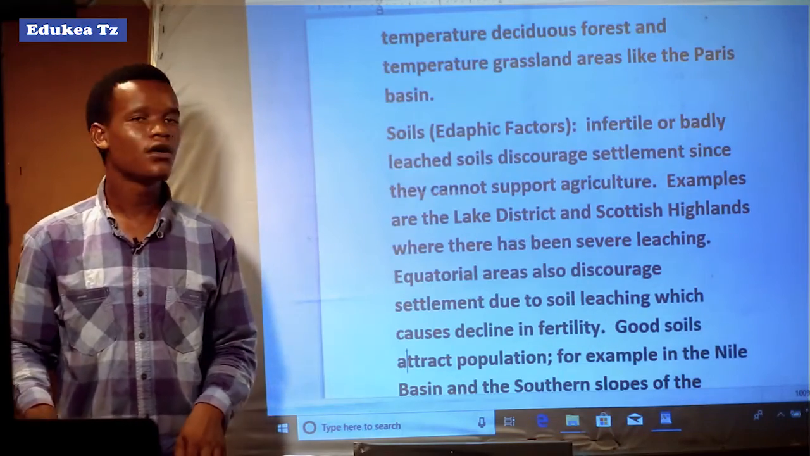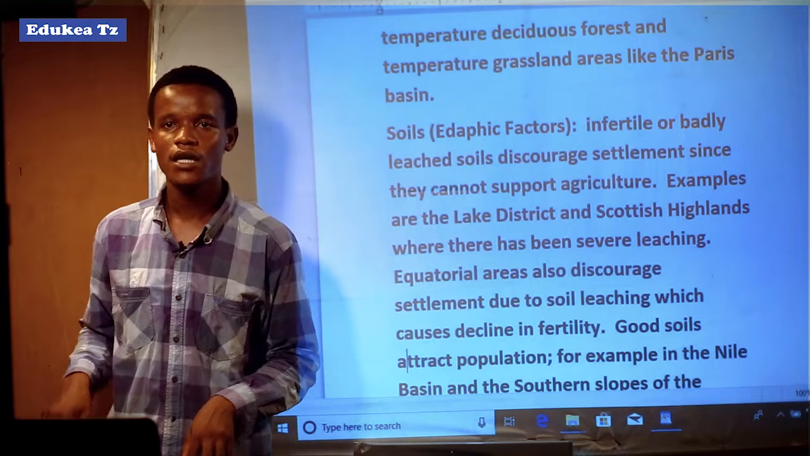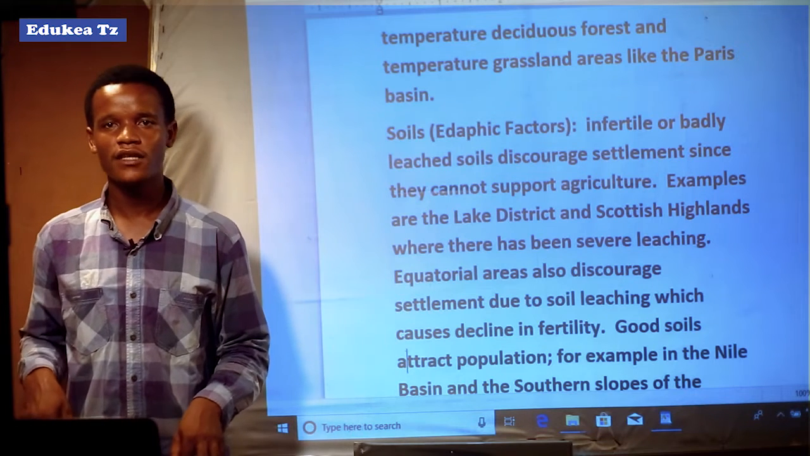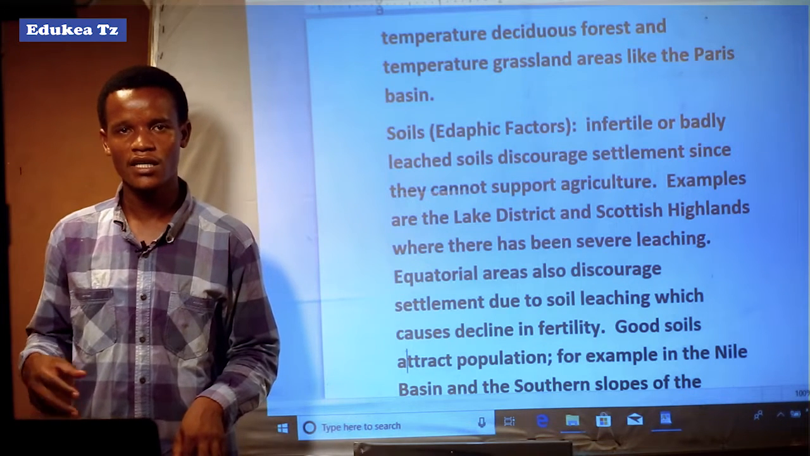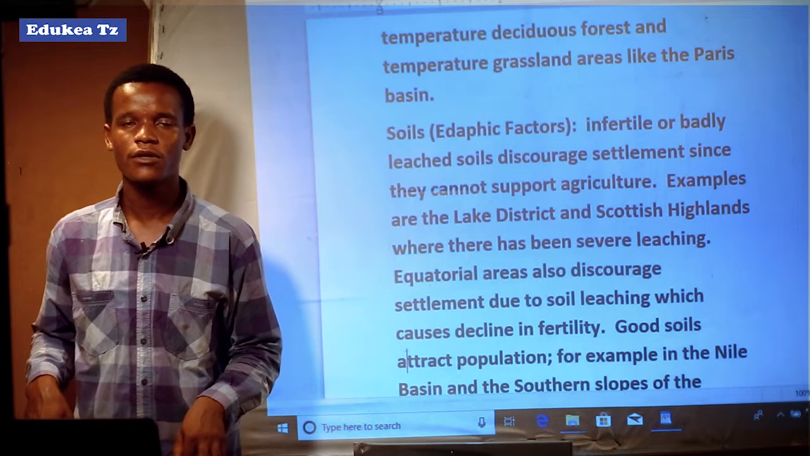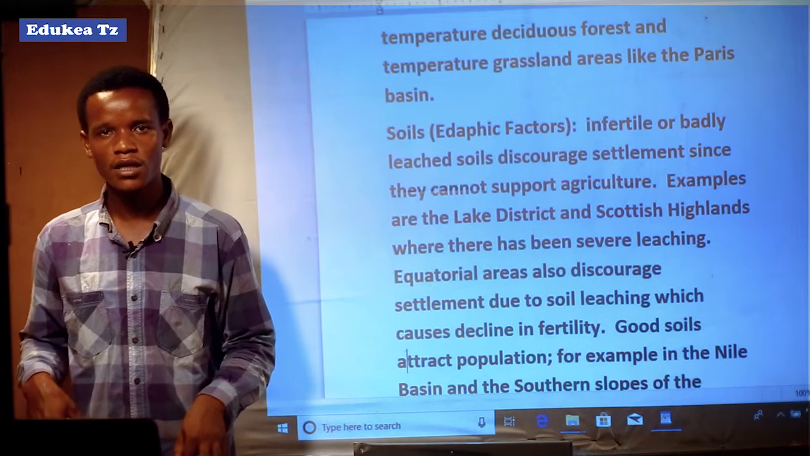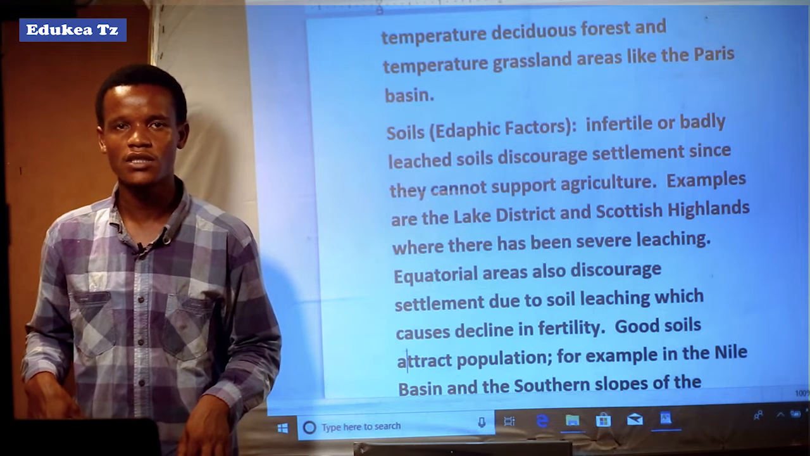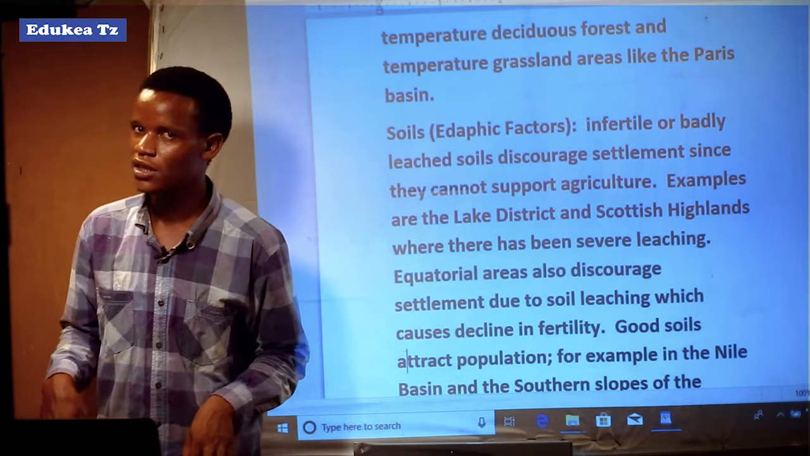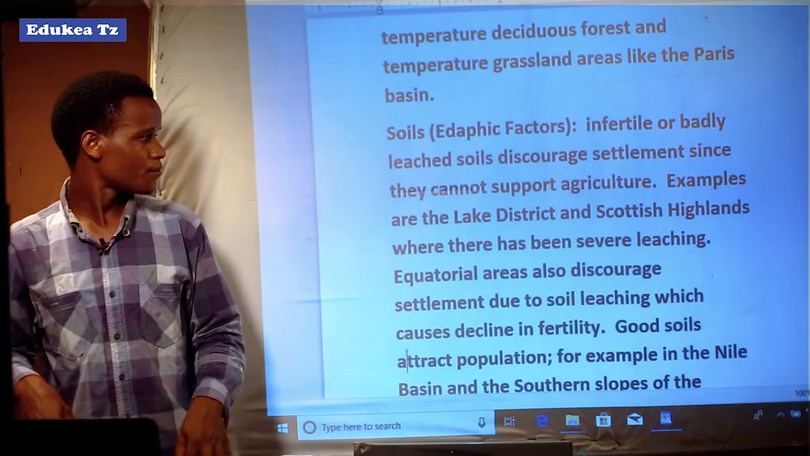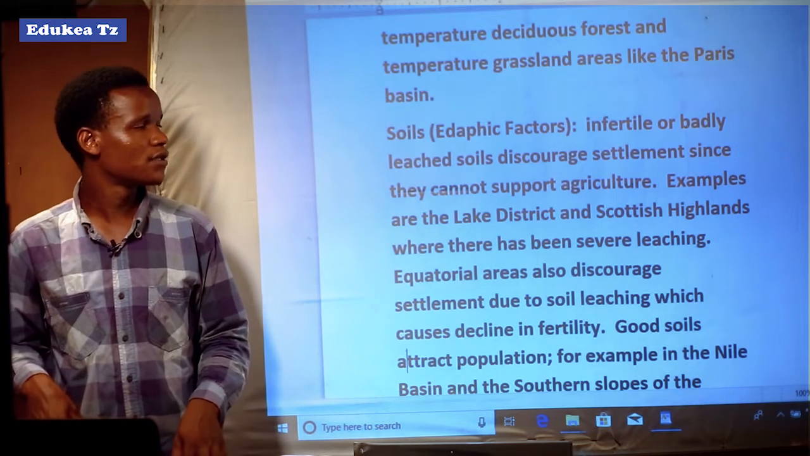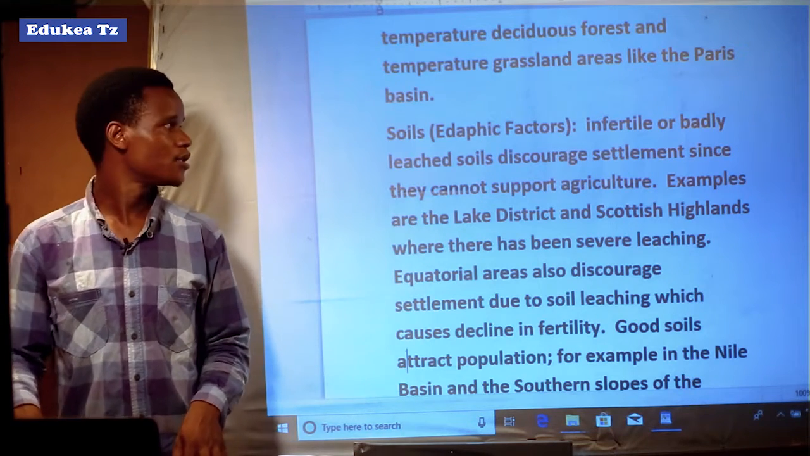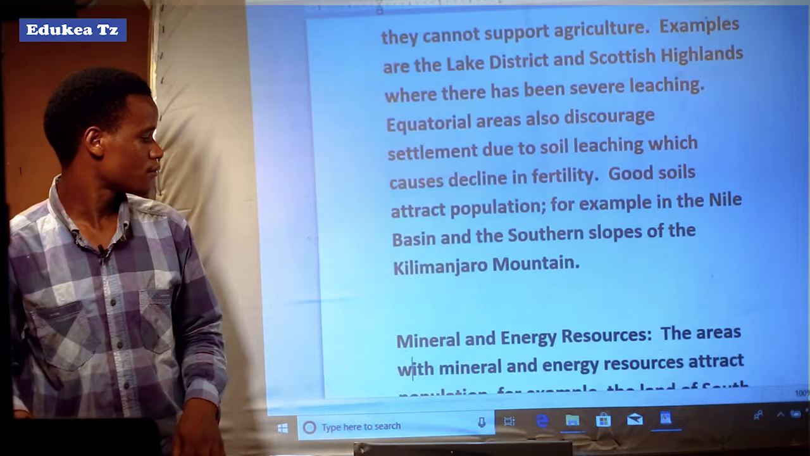Another is soil. We are going to look at fertile and infertile soils. The areas that have fertile soil support agriculture, so they attract people to live there, and hence the population will be high compared to the areas that have infertile soil. Infertile areas do not attract people to go and live there because that soil cannot support agriculture. So those are the physical factors that lead to the population distribution.